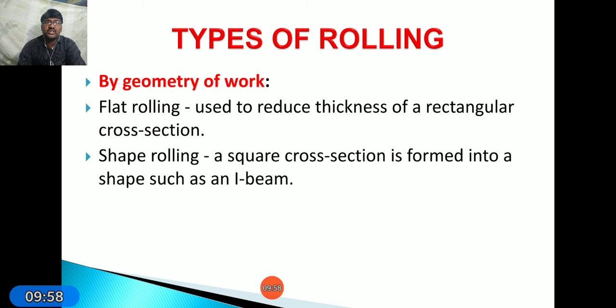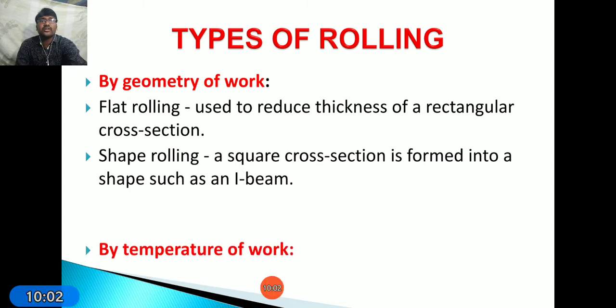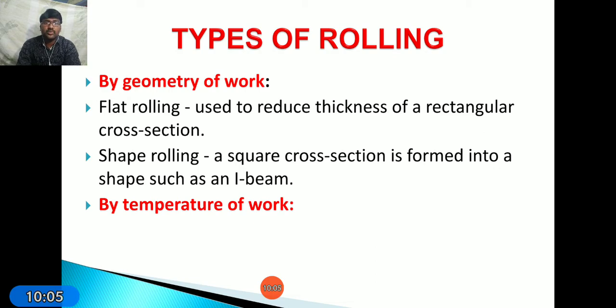A square section is formed into shapes such as an I-beam. Based on the required shape, we can convert it, and that is known as shape rolling, such as I sections and structural shapes like rails. These two, based on the geometry of work, are known as flat rolling and shape rolling. Next, based on temperature of work.